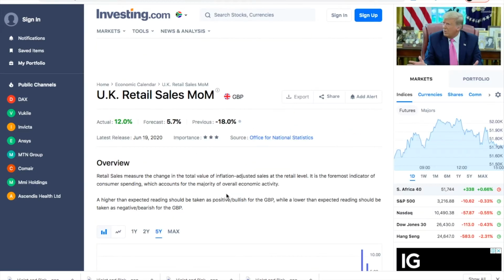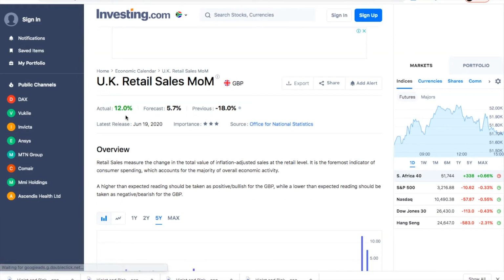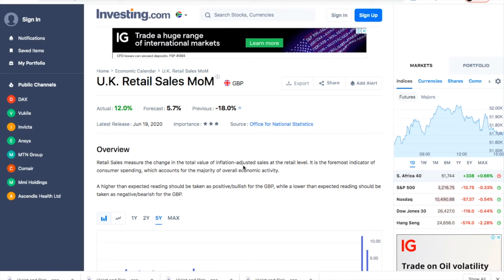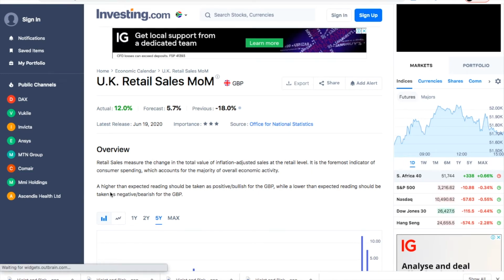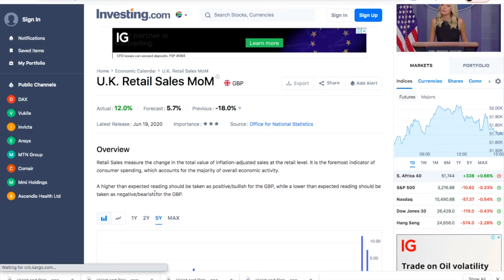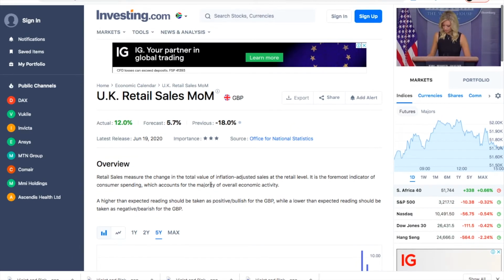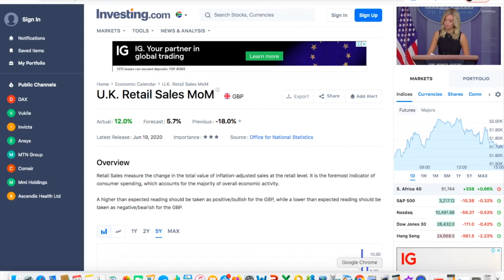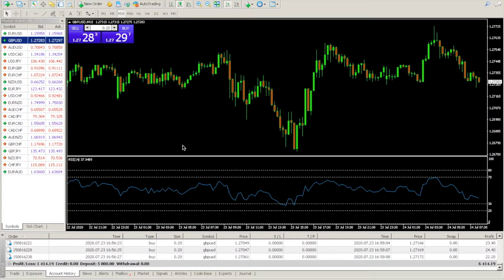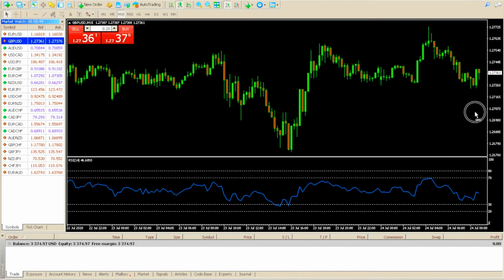And as you can see, it says retail sales measures the change in the total value of inflation adjusted sales at the retail level. It is the foremost indicator of consumer spending, which accounts for the majority of overall economic activity. So as it mentions here in the bottom, a higher than expected reading should take a positive or bullish trend for the GBP, right? So it says here the actual is going to be 12%, which means this trend should be upward or it should be bullish. So let's hop in these markets here, and in the next 40 minutes or so, I'll be back to GBP USD.